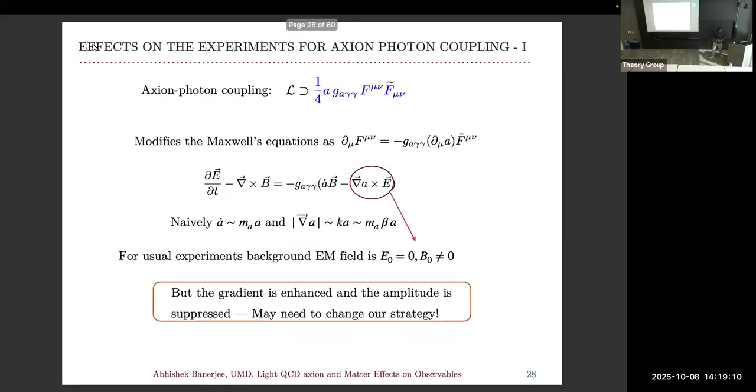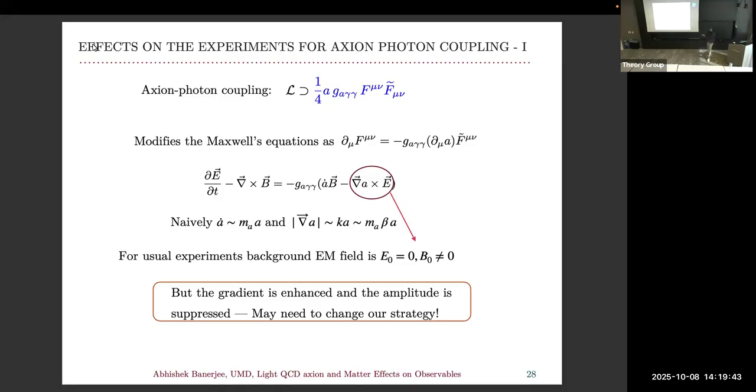Great. Okay, what about the axion photon coupling? I have been putting this off for almost the whole talk. The first thing you notice is that this F F tilde coupling actually modifies Maxwell's equations. How does it do it? In the presence of this coupling, I have d_mu F^mu nu not equal to 0, but instead an extra term, which is d_mu a times F tilde^mu nu. And of course, the derivative of F tilde^mu nu is 0 from the Bianchi identity, so we don't have to worry about it.